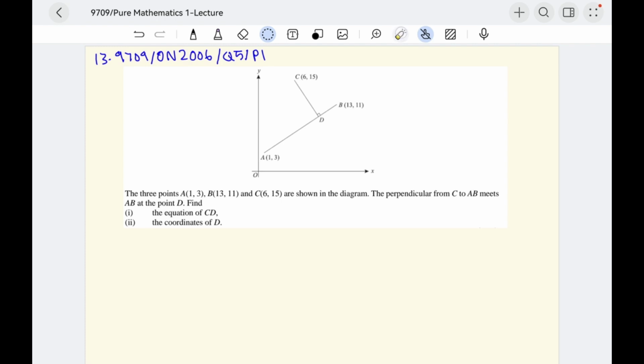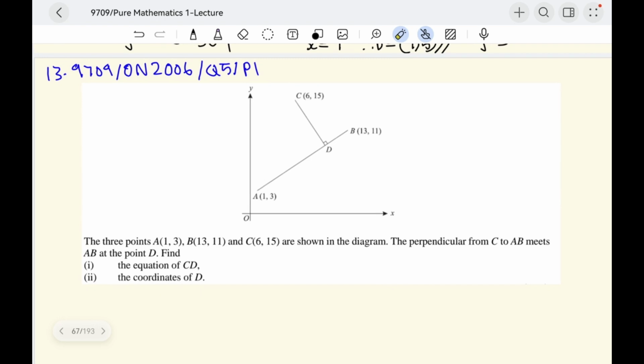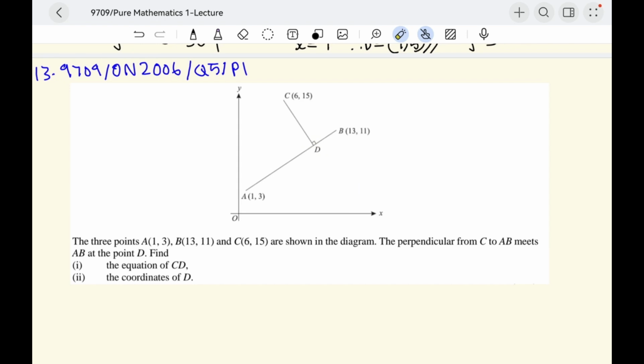Alright, let's move on to the next question, which is question 13. So this is a past year question, 9709 October November series 2006, question 5 from paper 1. So please look through the diagram. From the diagram, there are 3 points A, B (13, 11), and C (6, 15) shown. The perpendicular from C to the straight line AB meets AB at the point D. So for the first part, find the equation of CD.